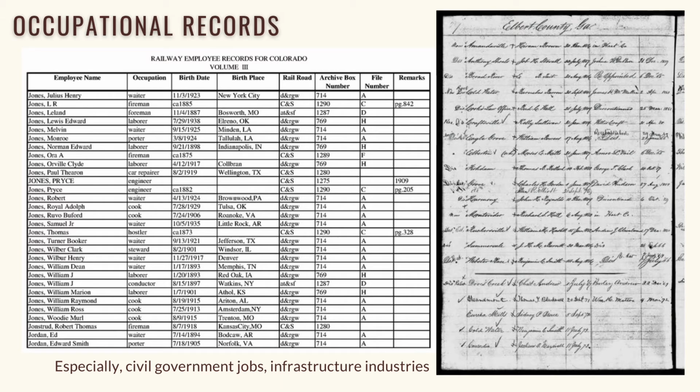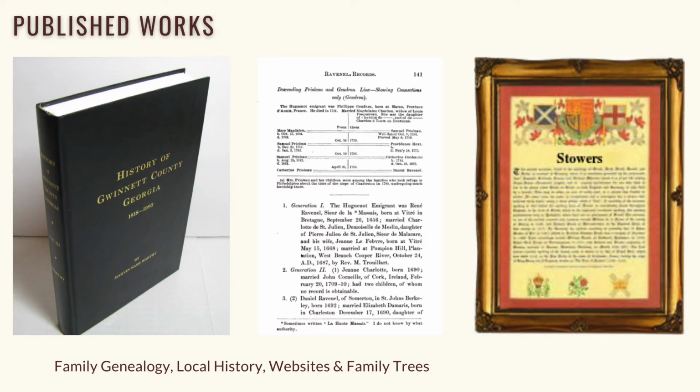Occupational records. You'll likely find these for ancestors who worked in government or infrastructure jobs, such as the railroad, the post office, or a hospital. Published genealogies and local history. Be careful. Don't blindly trust these just because they've been published. Check for cited sources and be ready to double check the information provided.